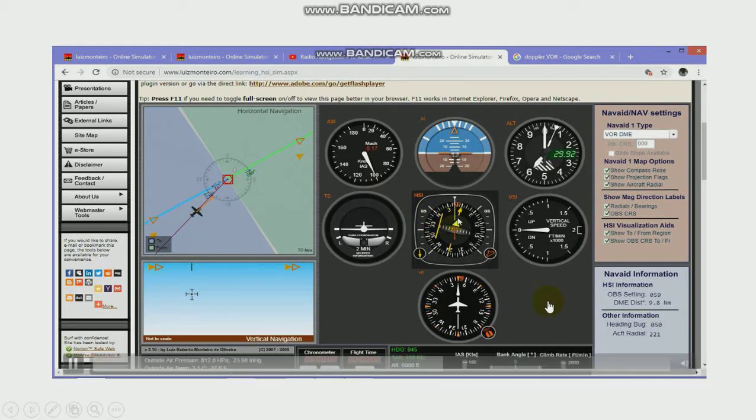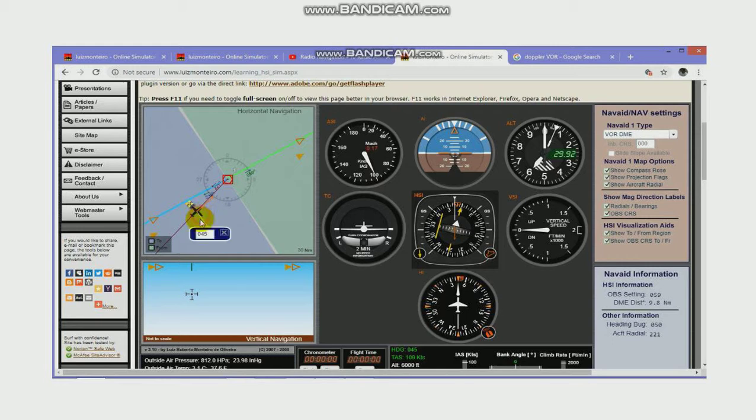And this instrument also gives the heading of your aircraft. For example, let's change your heading to 60 degrees. This line here will point to 60 degrees. And this line here represents the glide slope.